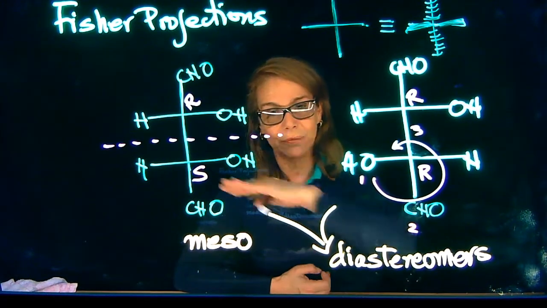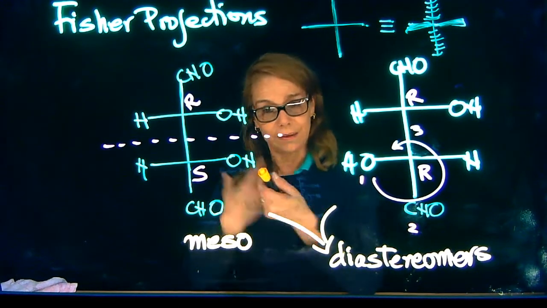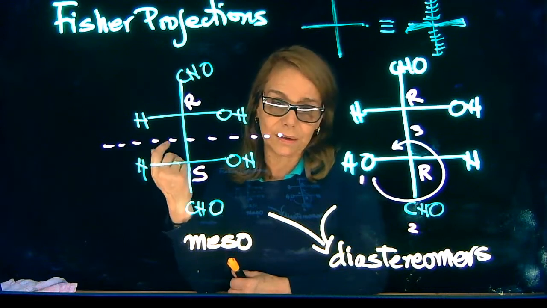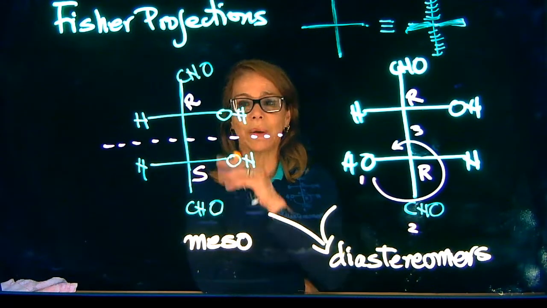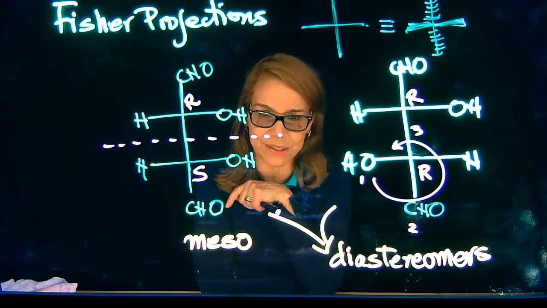And remember that if we have a molecule like this with a plane of symmetry, and this is in Fischer projections, but you can see that also in Newman projections and wedges and dashes, having that plane of symmetry identifies that as a meso compound.